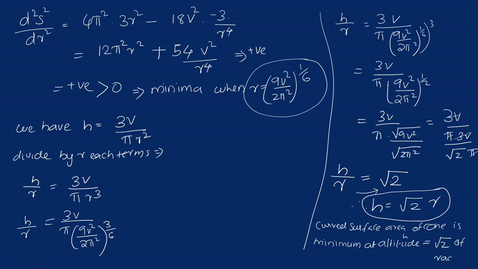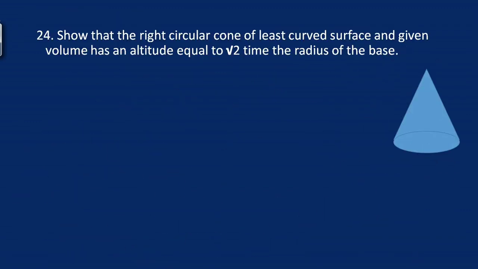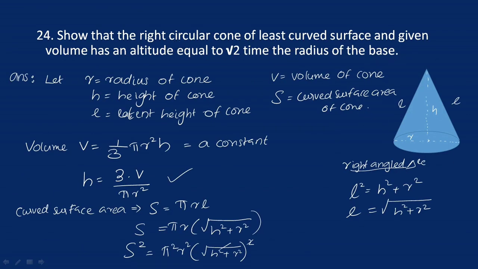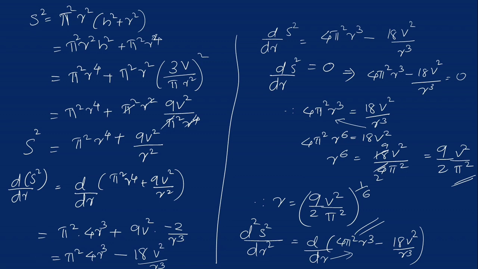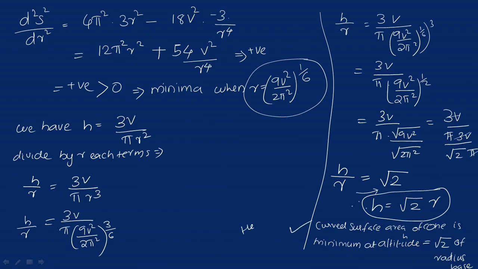In the question it is given that a cone with least curved surface area and given volume has an altitude which is equal to root 2 times the radius of the base. That is the question. So hence we have proved.